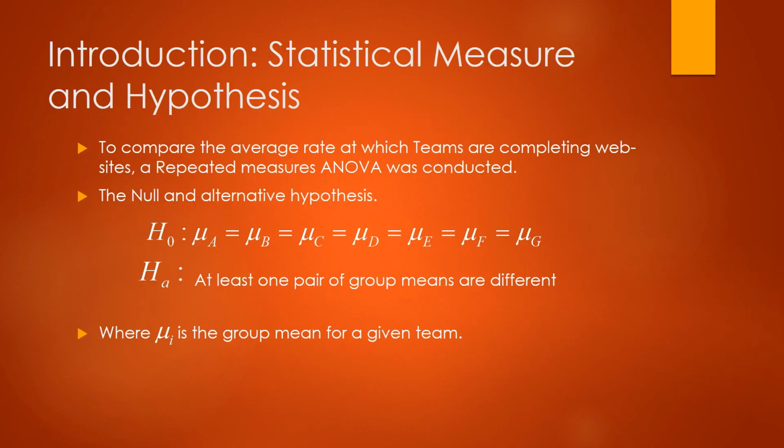So my statistical measure to compare the rate at which teams are completing websites, I ran a repeated measures ANOVA, and my null hypothesis is mu sub A equal to mu sub B equal to mu sub C, all the way up through mu sub G, where mu sub i is the group mean for the given team, were all equal. The alternative hypothesis is at least one pair of group means being different.